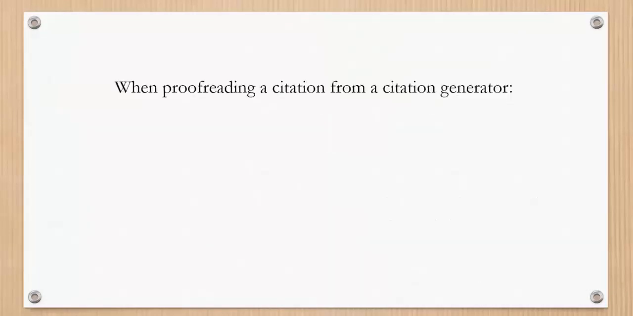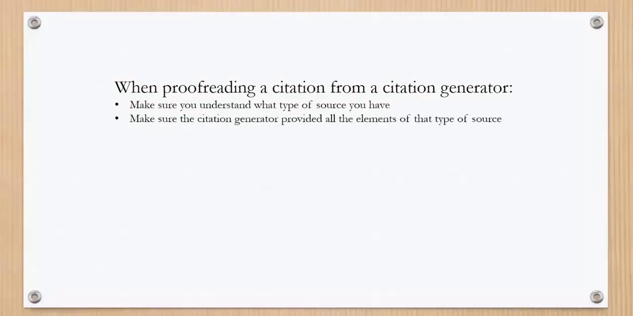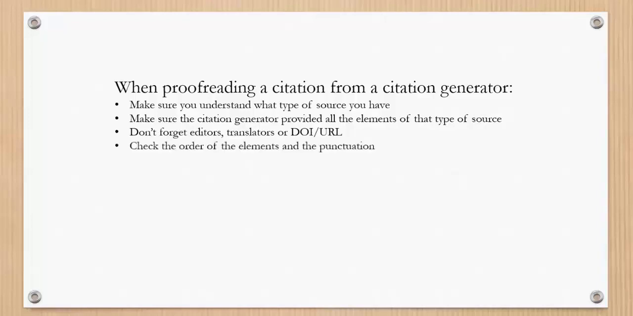So, to summarize, when proofreading a citation from a citation generator, make sure, first of all, that you understand what type of source you have. That will allow you to make sure that the citation generator provided all of the elements of that type of source. Don't forget things like editors, translators, and don't forget the DOI or the URL if you found the source online. Even though citation generators usually put the elements of the citation in the proper order, be sure to check that and be sure to check the punctuation.